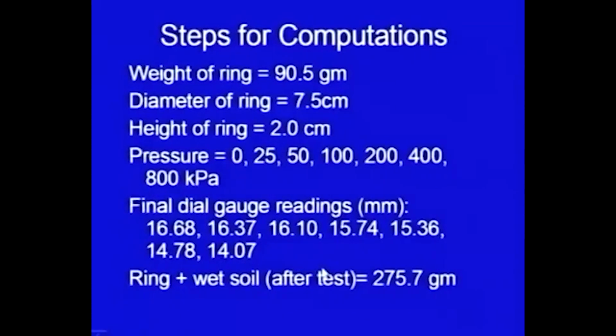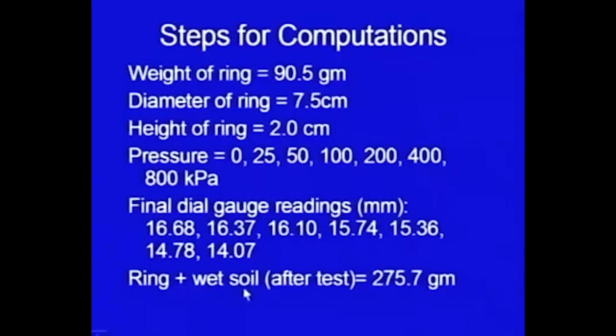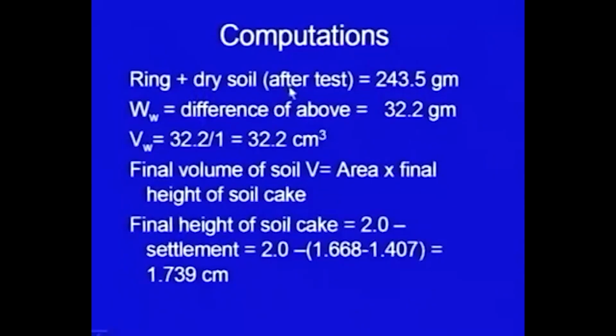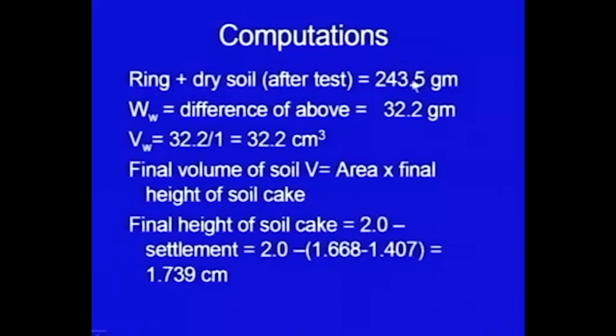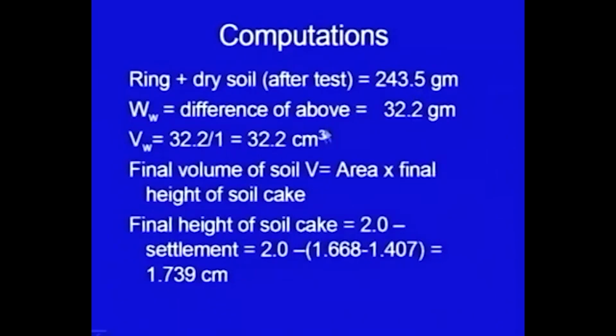After that, we take out the sample and then we take its weight. So, ring plus wet soil after the test, let us say it is 275.7 gram. Then we keep it for oven drying. 24 hours are given for the sample to dry, and then we take the weight of ring plus dry soil. From the above two values you can find out the weight of water in the sample. That will be the first reading minus the second reading.